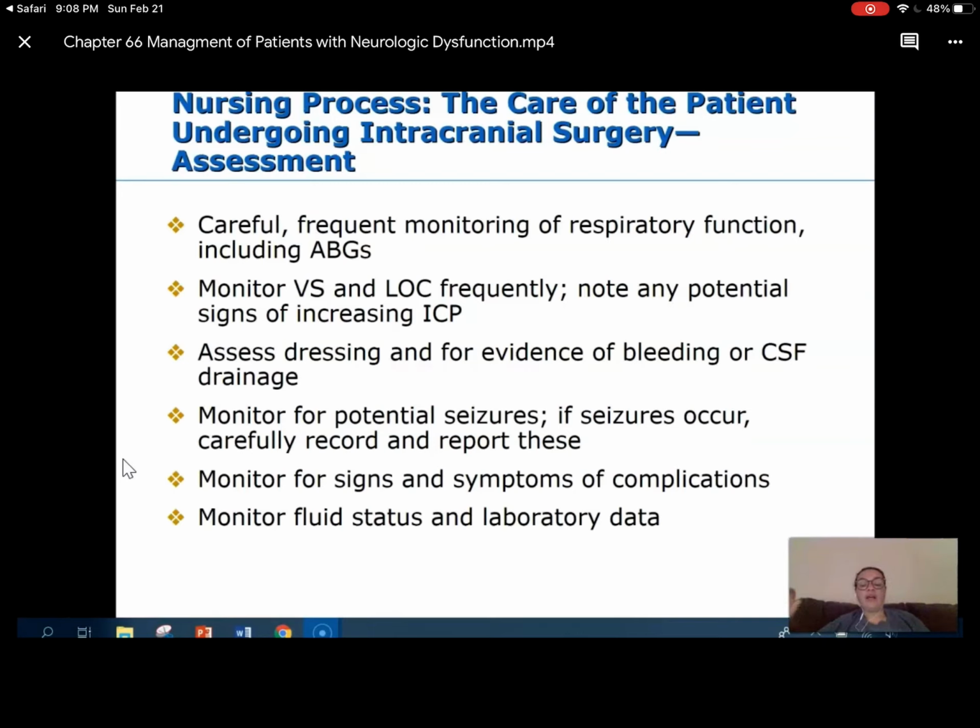All right. Assess dressings as ordered and how often, making sure even if it's not ordered to change a dressing, you have looked at it. It is not saturated. There's not copious amounts of blood on it. Okay. Monitor for potentials of seizures. Seizures occur. You have to keep the patient safe. Back to second semester, right? Rolling them on their side. Oxygenate. Monitor for signs and symptoms of complications, fluid status, frequent labs.